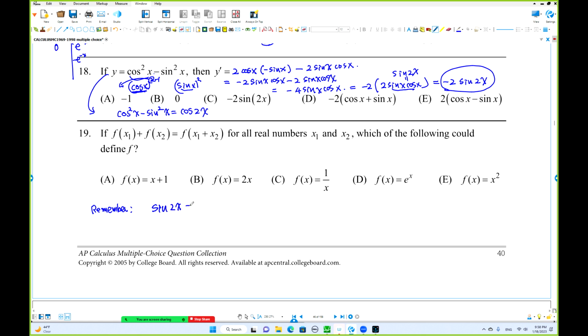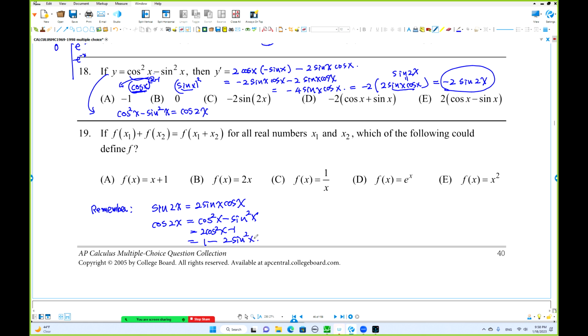Sine 2x is 2 sine x cosine x. Cosine 2x, the first one is cosine square of x minus sine square of x. The second one is 2 cosine square of x minus 1, or sometimes 1 minus 2 sine square of x. Are you okay with this?